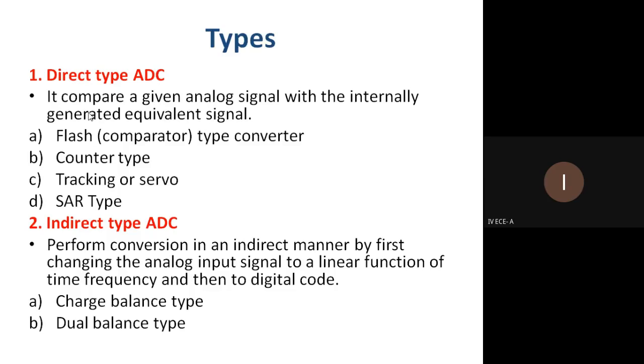Then the second classification performs in an indirect manner by first changing the analog input signal to a linear function of time or frequency and then to digital code. There are two types of indirect type ADC circuits. First one, charge balance type, and second one, dual slope type.